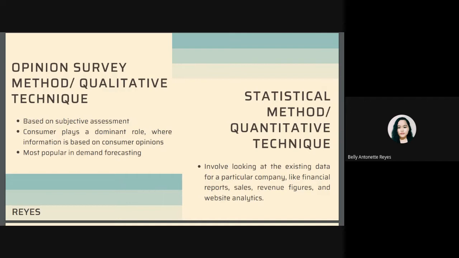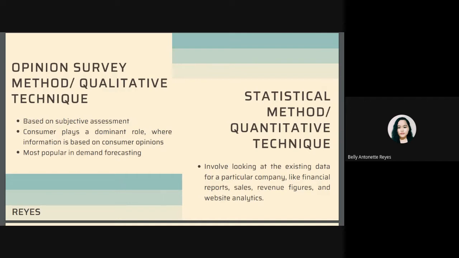technique. So first, the opinion survey method is based on subjective assessment and the consumer plays a dominant role, where information is based on consumer opinion. So if the business wants to know the expected demand in the future, it has to get the information based on the consumers' opinions, and it is also the most popular in demand forecasting. The qualitative forecasting also takes into account the emerging technologies and innovations that may affect future sales, as well as pricing changes, the product life cycle, the product upgrades, and more.